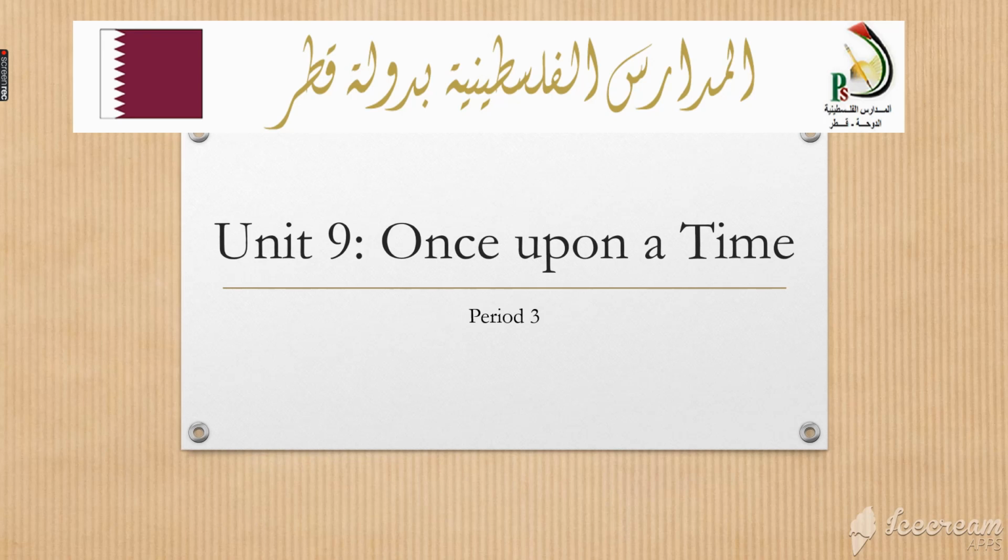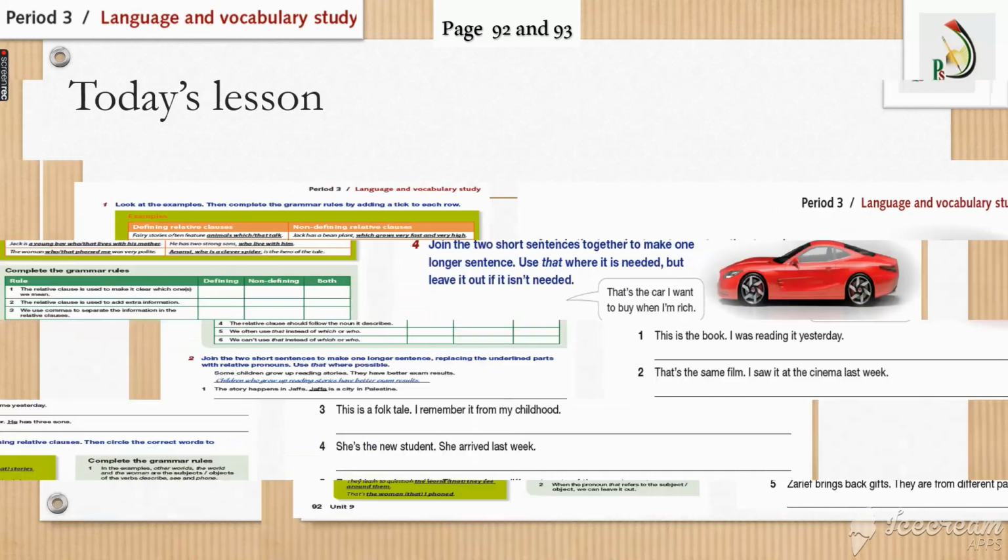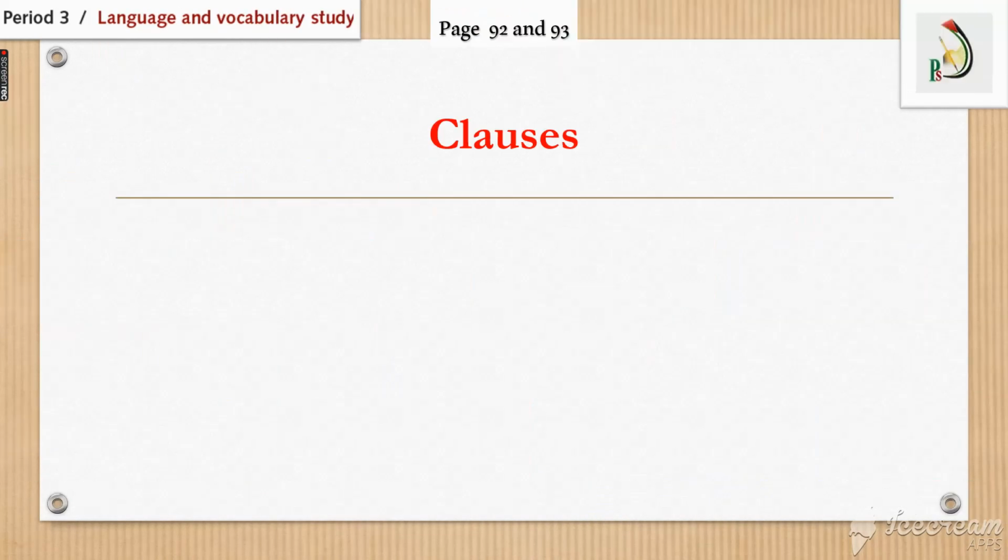Today we are going to take unit number 9, Once Upon a Time, and our lesson today is the grammar portion, period number 3. This grammar is not new for grade 11 students as they have already taken it in grade 10. This is precisely about relative clauses. So I am starting my class from clause.